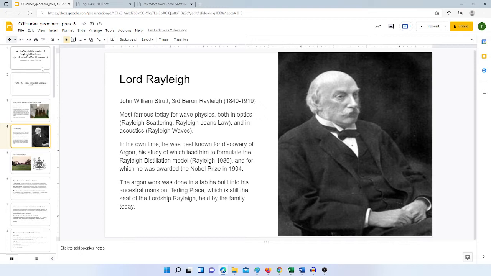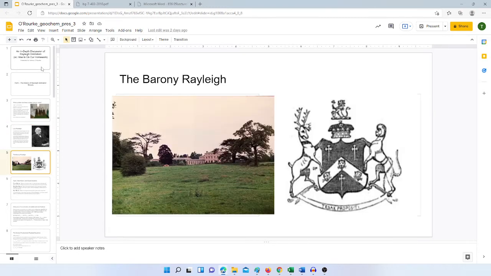models. Now, what I think is cool is that his argon lab was built into his ancestral family mansion, Terling Place, which is still the seat of the Lordship Rayleigh held by his family to this day. There is a current Lord Rayleigh out there somewhere. So this is Terling Place, and this is the coat of arms of the Barony Rayleigh.